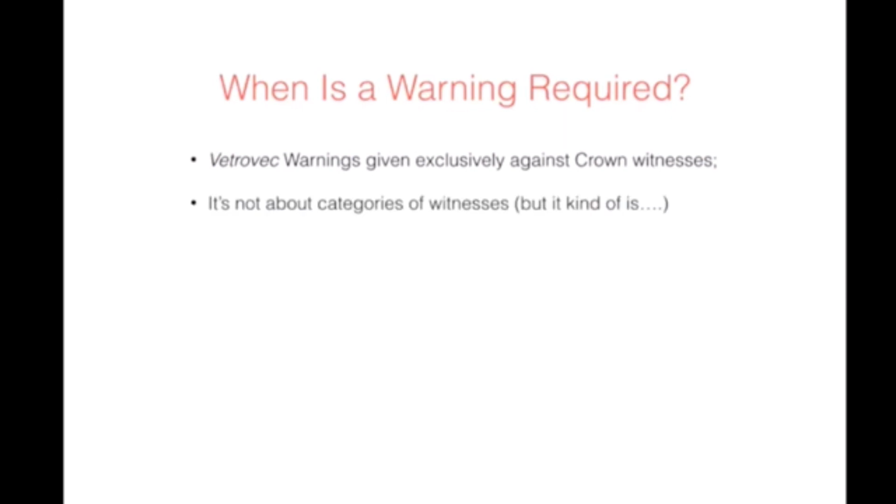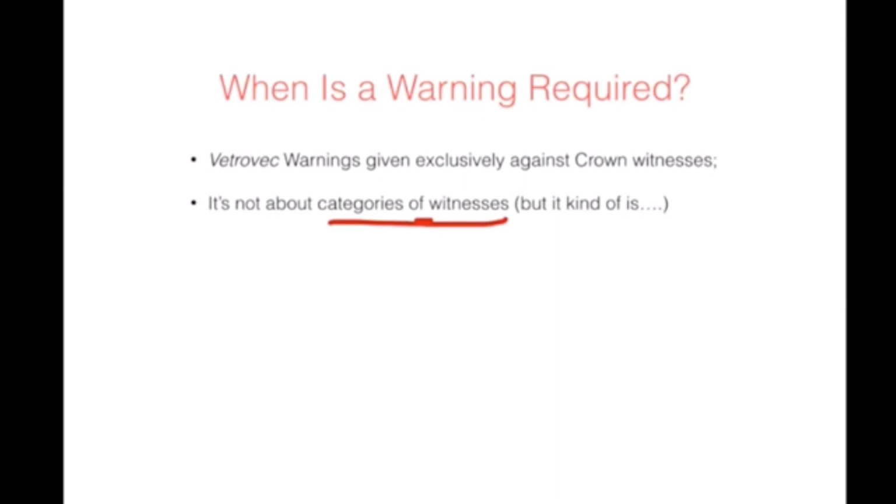Number two. This is kind of funny. If you go back and look at Vetrovec, it makes it very clear that the old categories of witnesses that require Vetrovec warnings are out the window. We're not just going to give it to every disreputable witness. We're not going to give it to every accomplice witness. Okay? And it's made very clear that the judge has to measure the individual witness. Well, that's true. The categories of witnesses no longer exist, and what I mean by that is the fact that a witness is an accomplice doesn't automatically mean you have to give a corroboration warning.